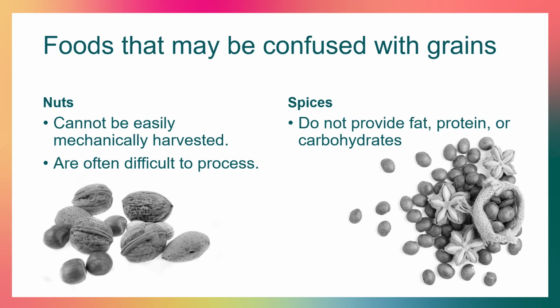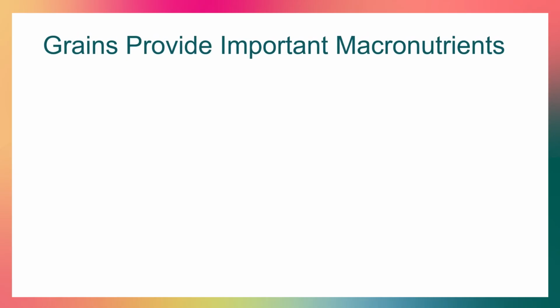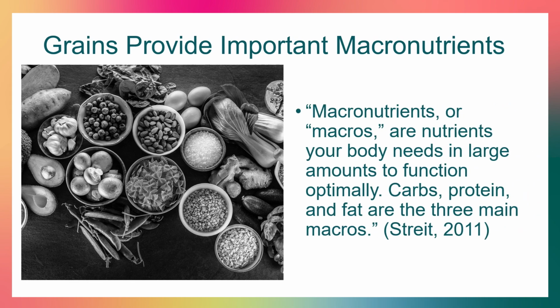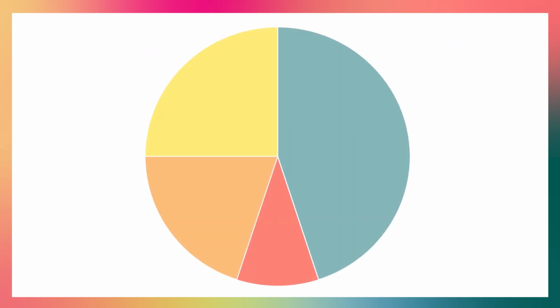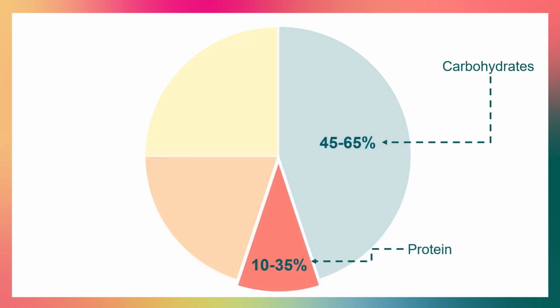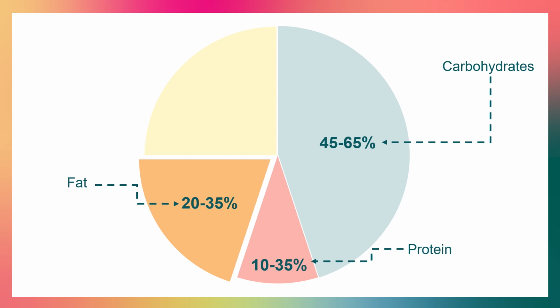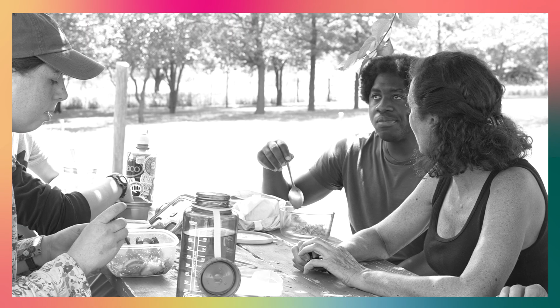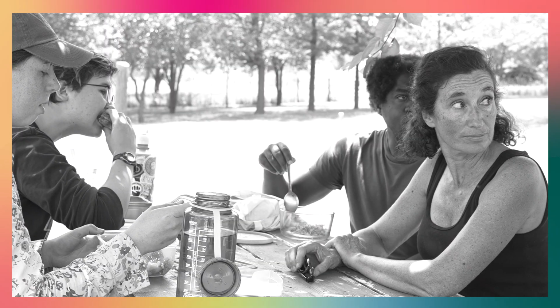Grains provide essential macronutrients to human diets, which are nutrients your body needs in large amounts to function. The main macros are carbs, proteins, and fat, which, as we have seen, can all be found in grains. A healthy diet consists of about 45 to 65% carbs, 10 to 35% protein, and 20 to 35% fat. As you can imagine, since grains are so great at providing these nutrients, we eat a lot of them.